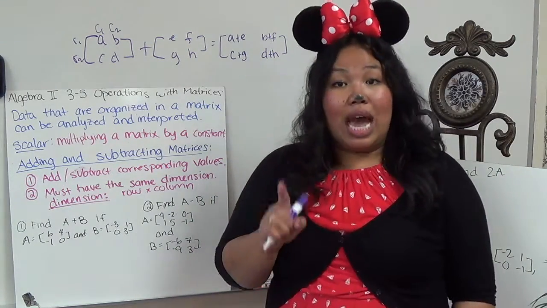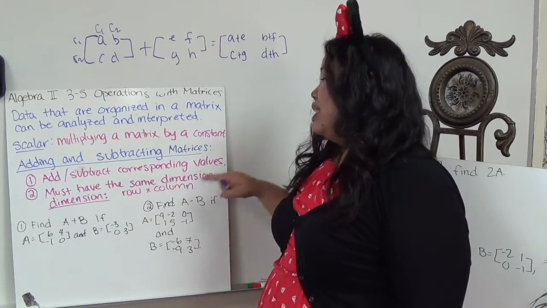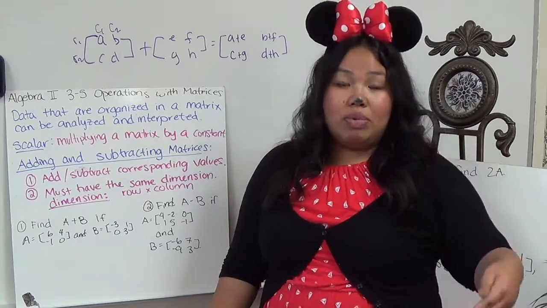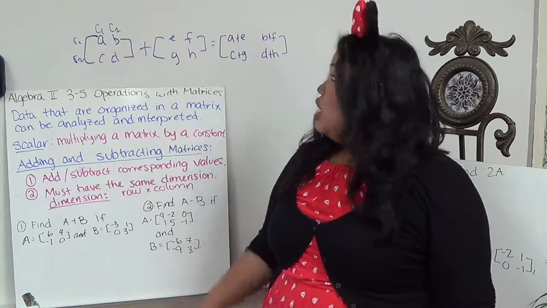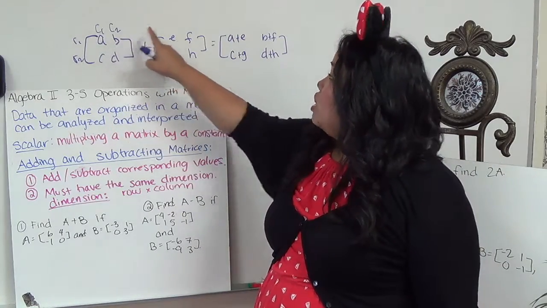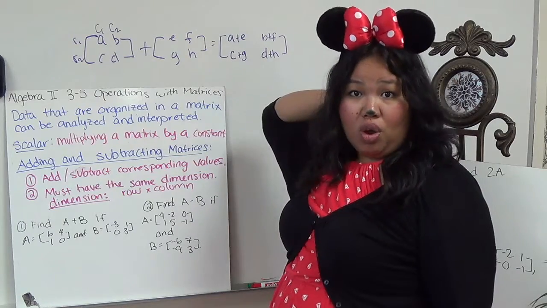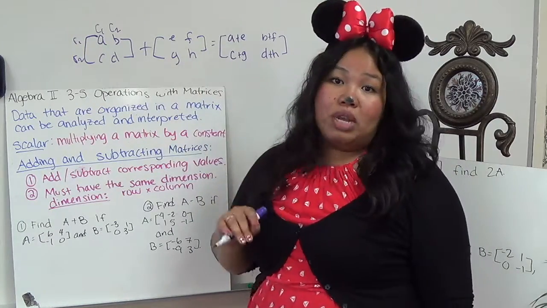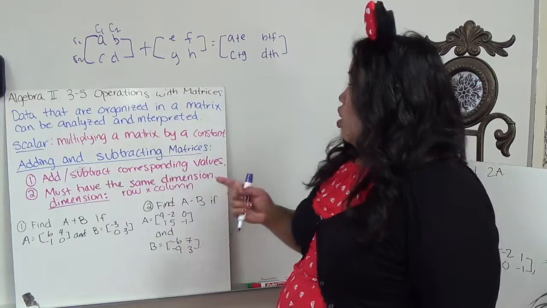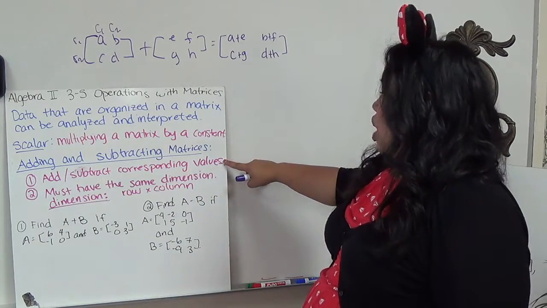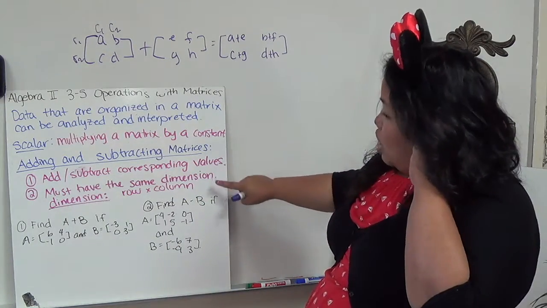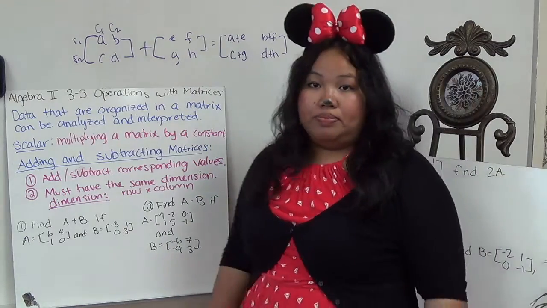In order for this to happen, though, a rule is they have to have the same dimensions. They have to have the same number of rows and the same number of columns. So this is 2 rows by 2 columns. This is 2 rows by 2 columns. That's why I can add them. If this had an extra column or row, then I would have missing corresponding parts, and I couldn't do that. So the rule is you add or subtract the corresponding values, and they have to have the same dimension.